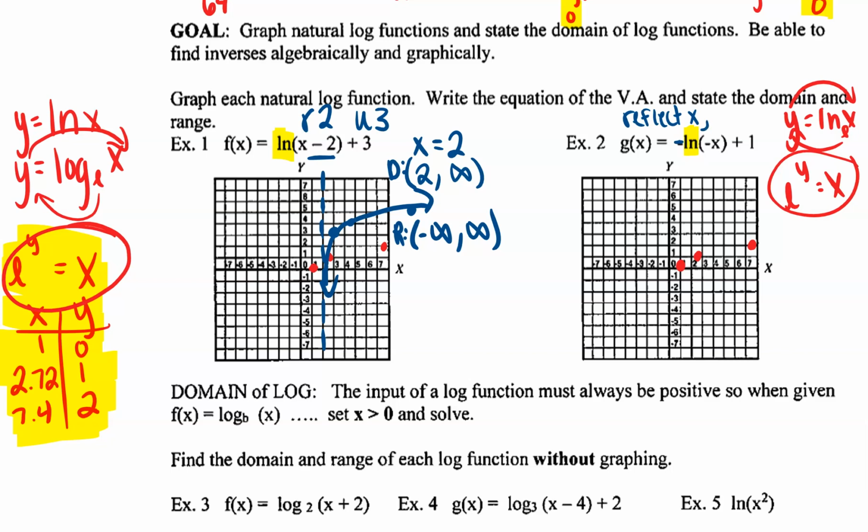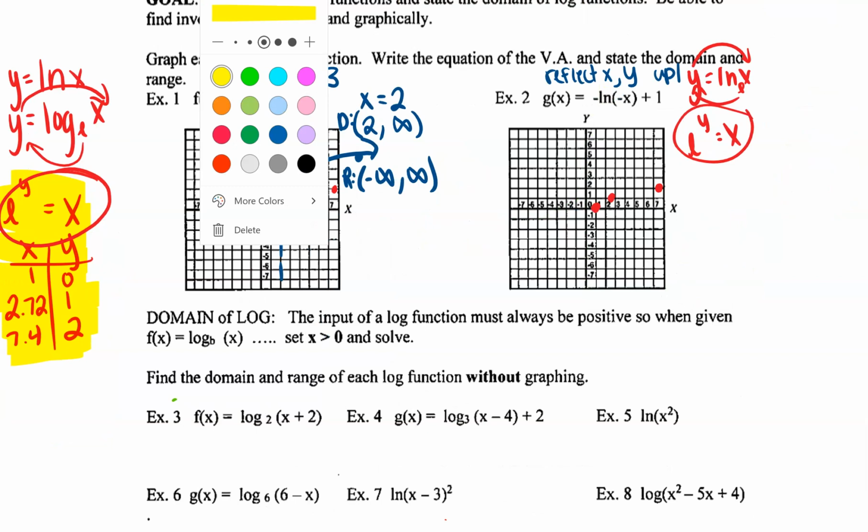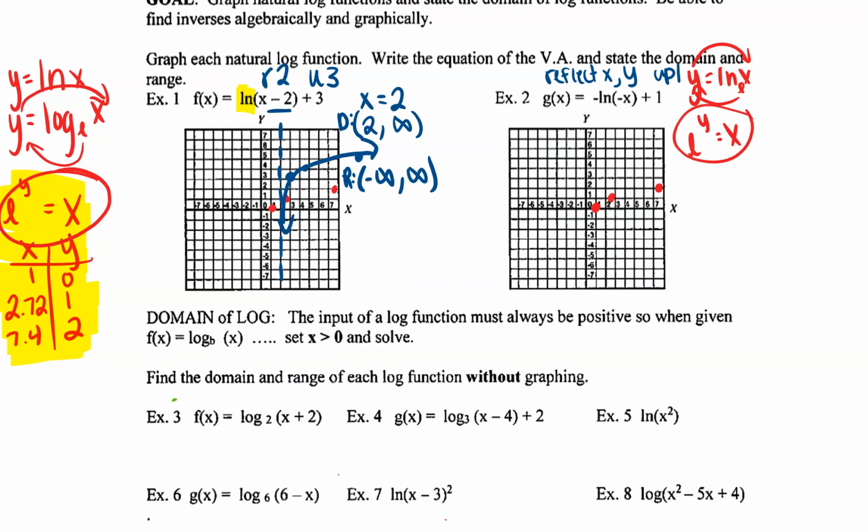I'm going to reflect over the y-axis as well because of this negative inside the parentheses. And then I'm going to shift up 1. So I'm going to do the reflections first and then I will shift. So I am first going to reflect the point 1, 0. When I reflect it over the x-axis, it doesn't change at all. But when I reflect over the y-axis, it becomes negative 1, 0.